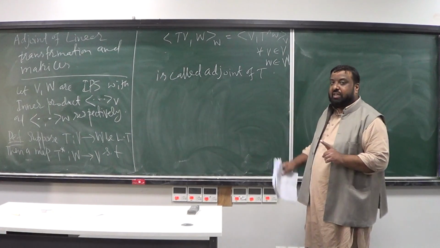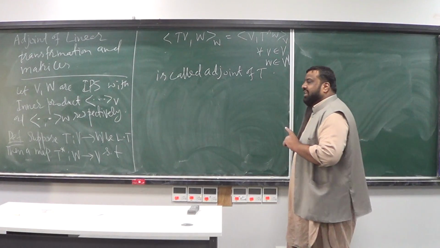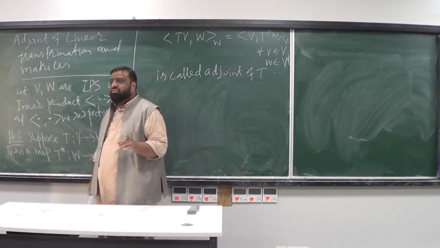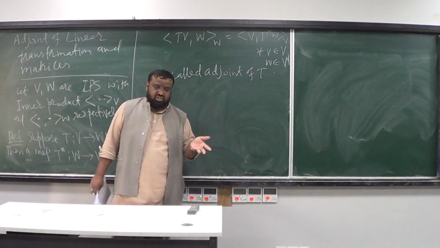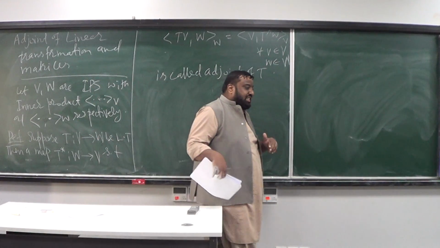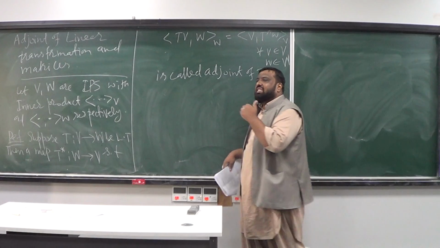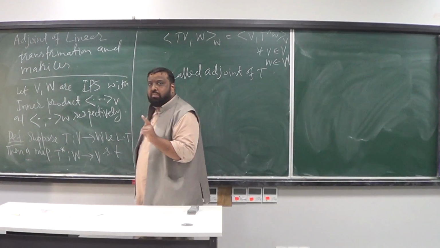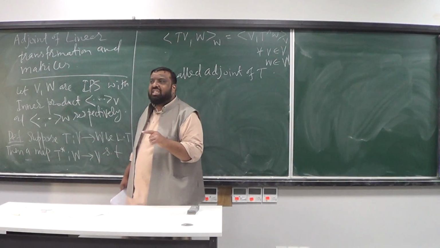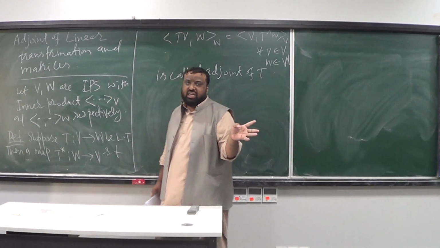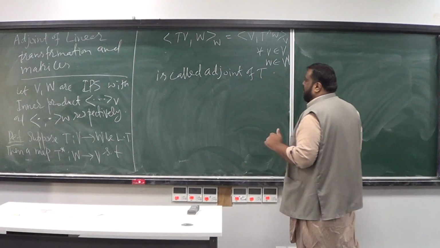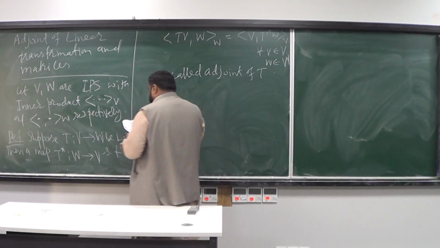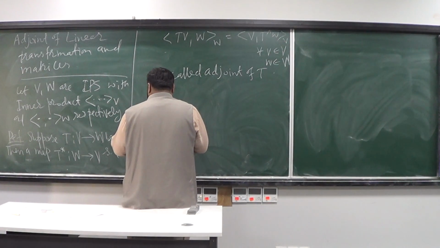I'll do plenty of examples. I'll at least give 3-4 examples in which, for a given linear transformation, we will try to find the adjoint. But is it necessary that every linear transformation has an adjoint? The answer is it is not necessary. So we're going to do one example where you have a linear transformation that does not have any adjoint actually. Okay? So here are some of the basic properties of the adjoint.